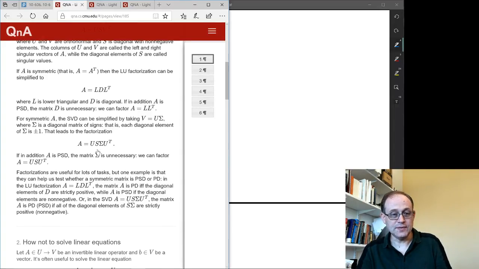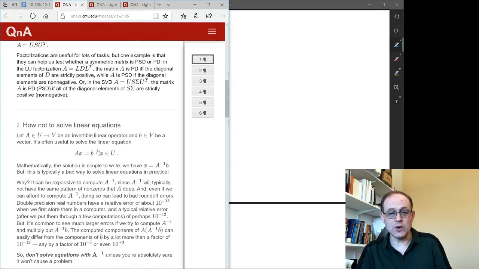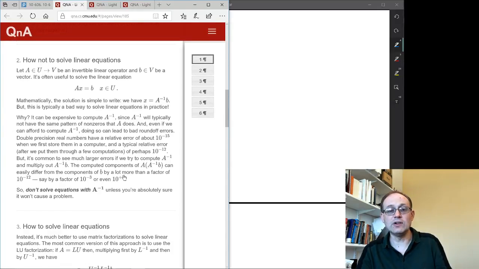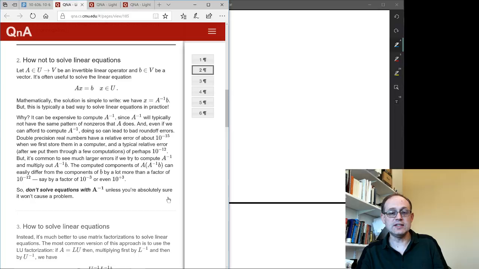All right. So now solving linear equations. I want to first say how not to solve linear equations. This is a mistake that a lot of people make when they're beginning with numerical linear algebra. It's very tempting to say, well, if we have a set of linear equations, Ax equals b, we just multiply both sides by the inverse of A and say, well, x equals A inverse times b. And mathematically, that's true, but computationally, it's a very bad idea.